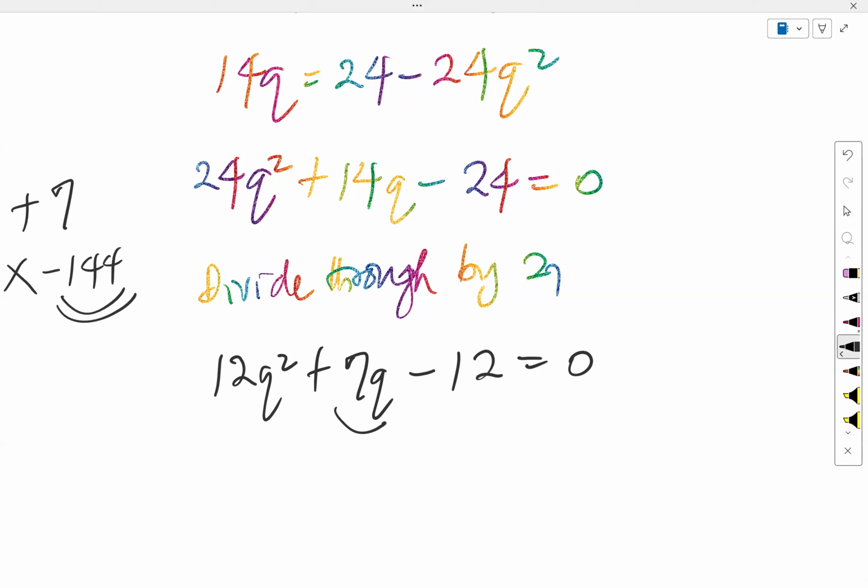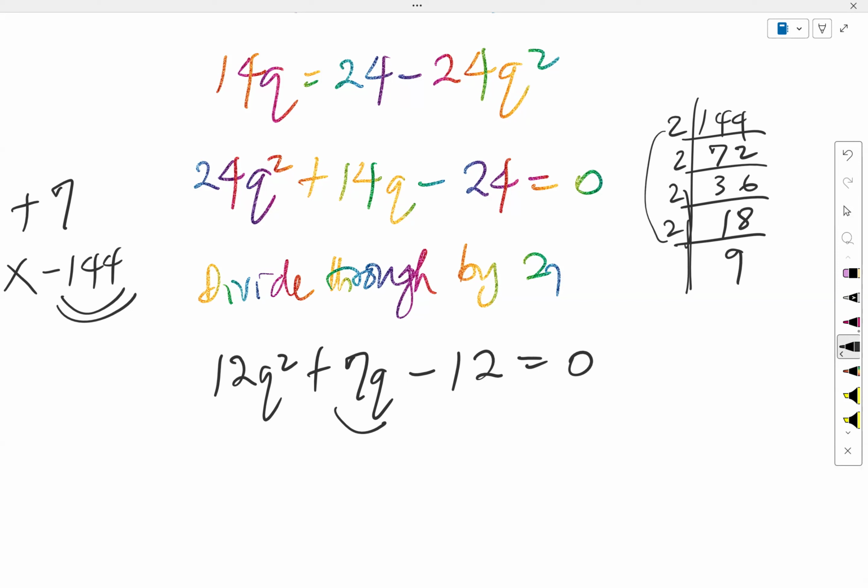So one simple thing I like to do is to find two numbers that, when you add them together, you get 7, but when you multiply, you get minus 144. So you can break down 144. 2 into 144 is 72, 2 here is 36, 2 here is 18, and then what else do we have? We have 2 here, that's 9. So you see 2 times 2 times 2 times 2 is 16, and 9. 16 plus 9 is 25, but 16 minus 9 is 7.